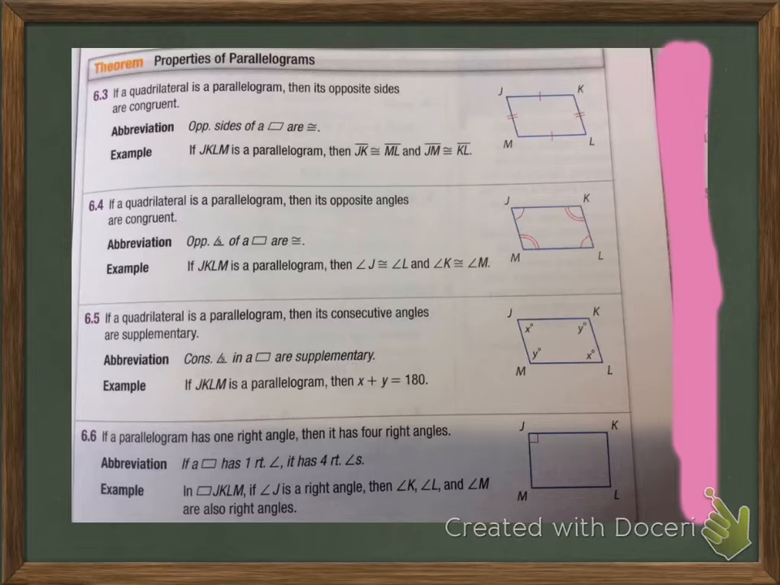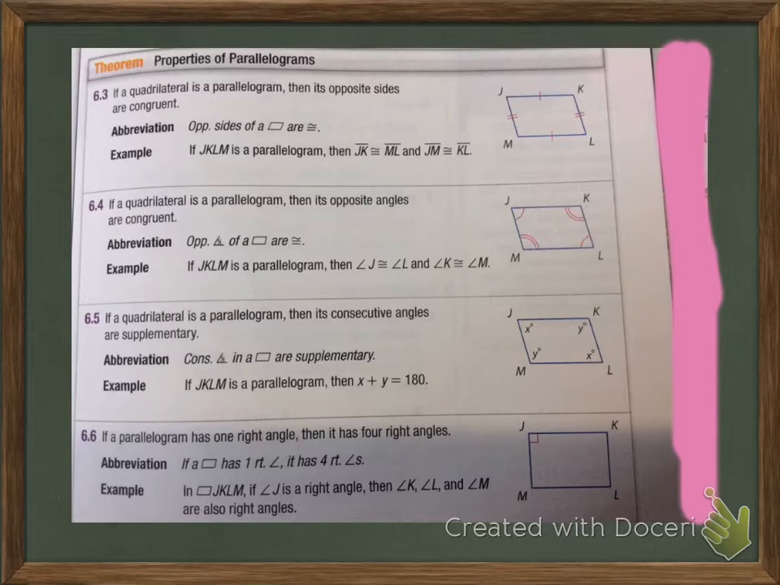If a quadrilateral is a parallelogram, and a quadrilateral is a 4-sided figure, then you are looking for the opposite sides to be congruent. So they've labeled these with the 2 dashes on the left and right side and the 1 dash on the top and bottom side. So that is one property of a parallelogram.